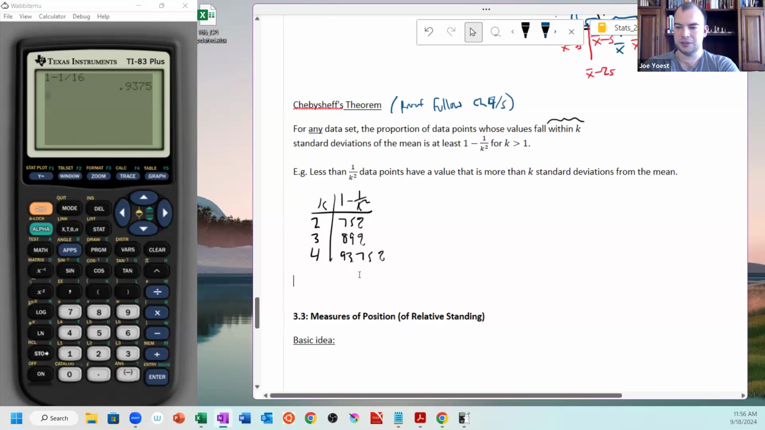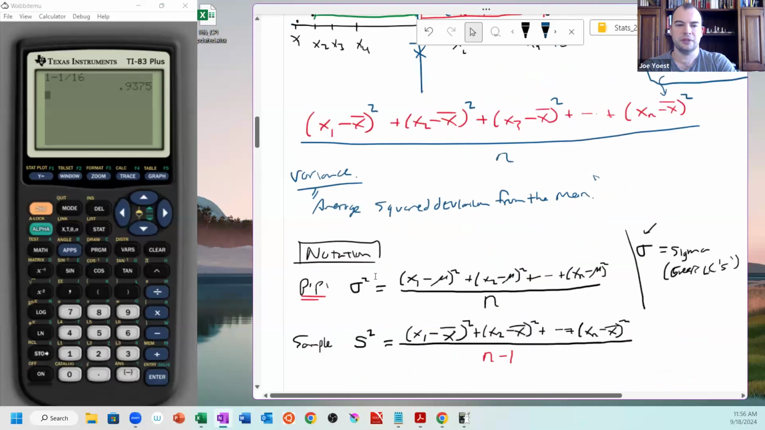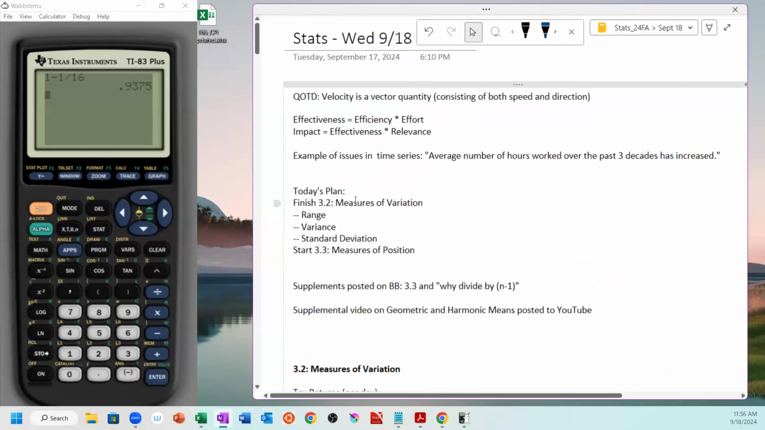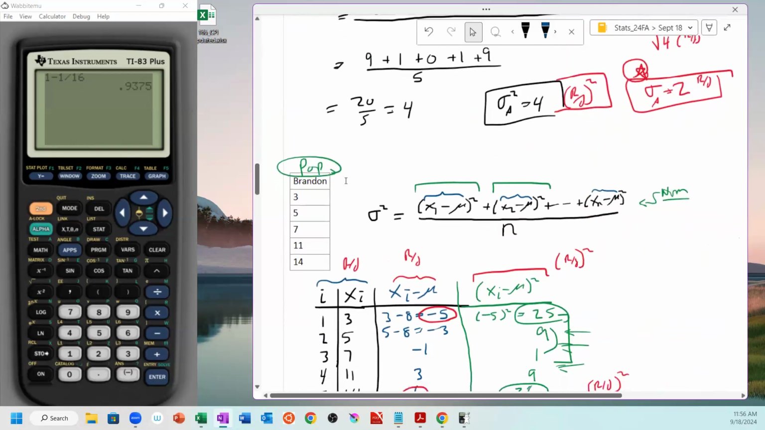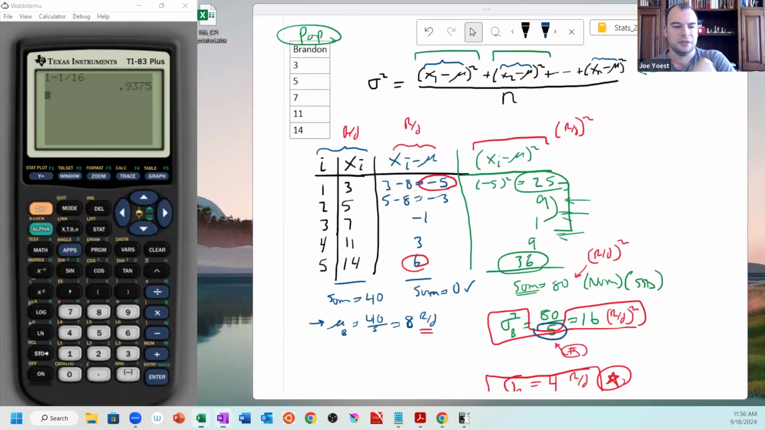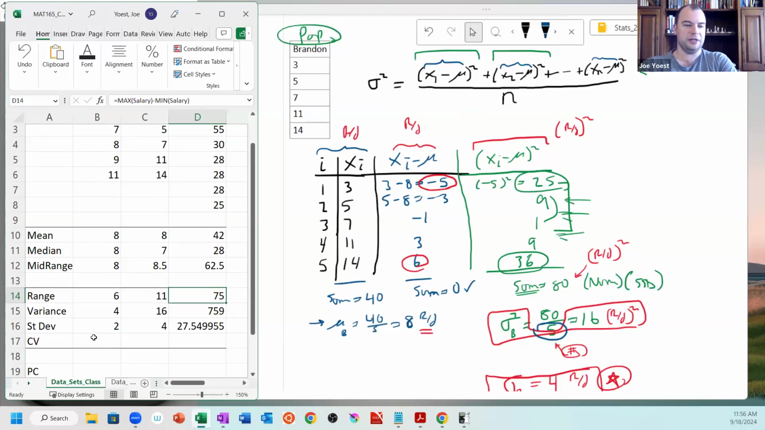Okay, so any questions on any of this? Yeah, a quick question. Is there a way to find the coefficient of variation in Excel? I don't think there's a coefficient of variation function, but we can compute the standard deviation and the mean and then just take their ratio.